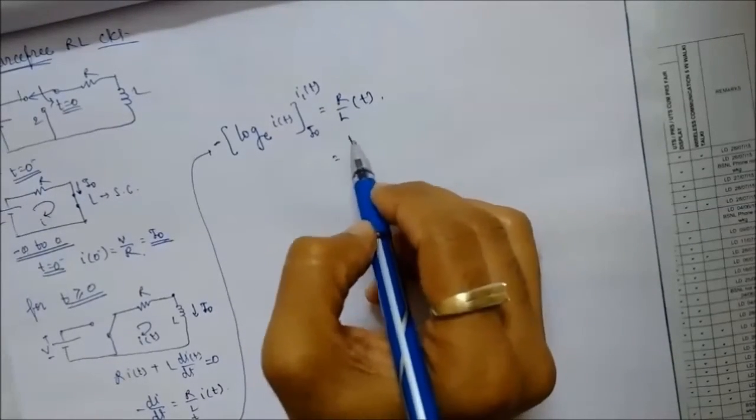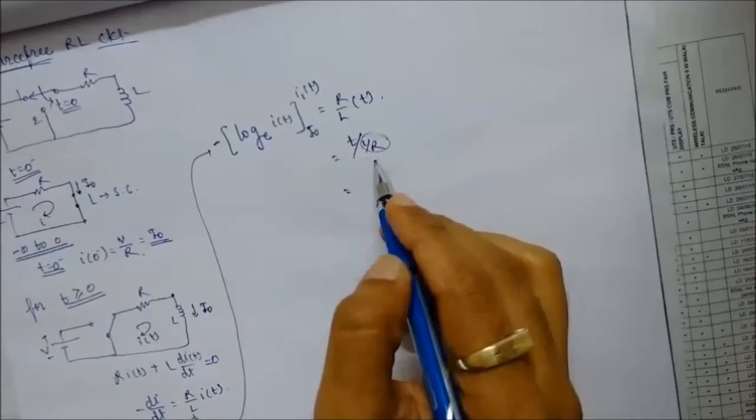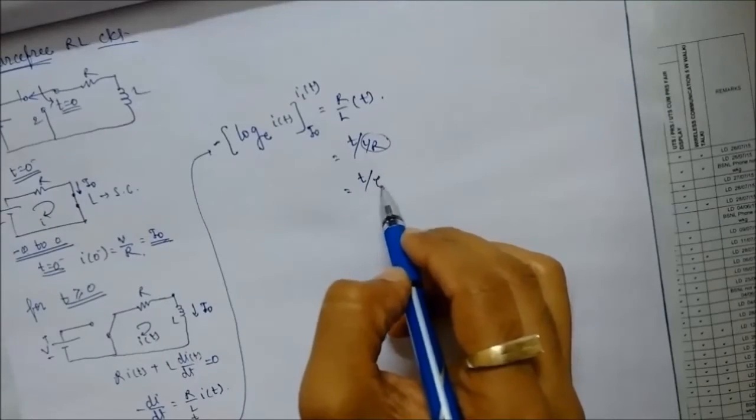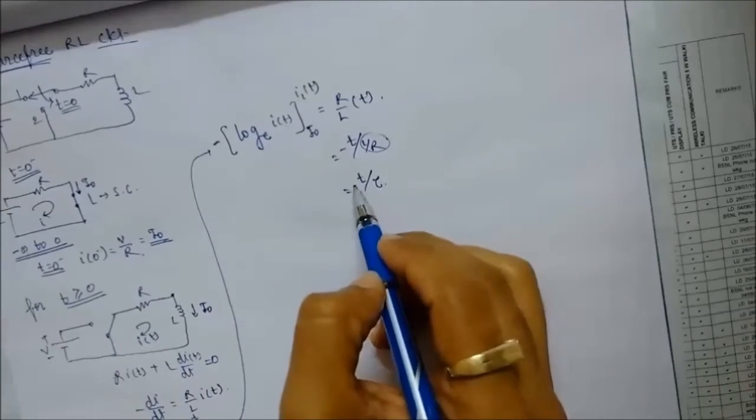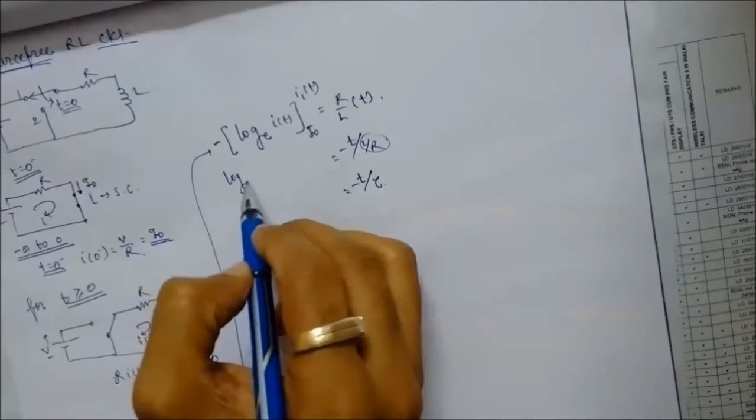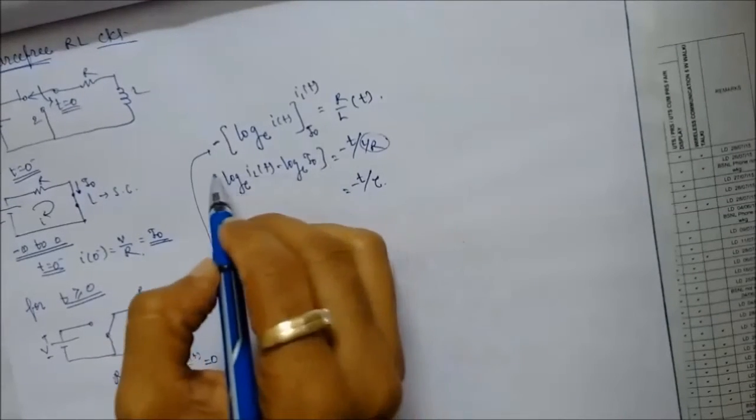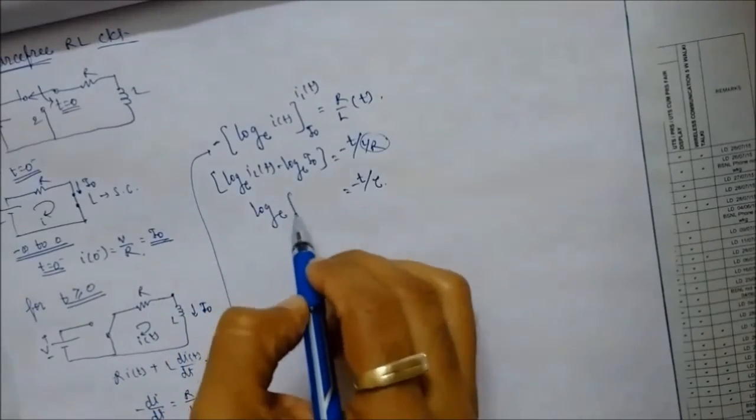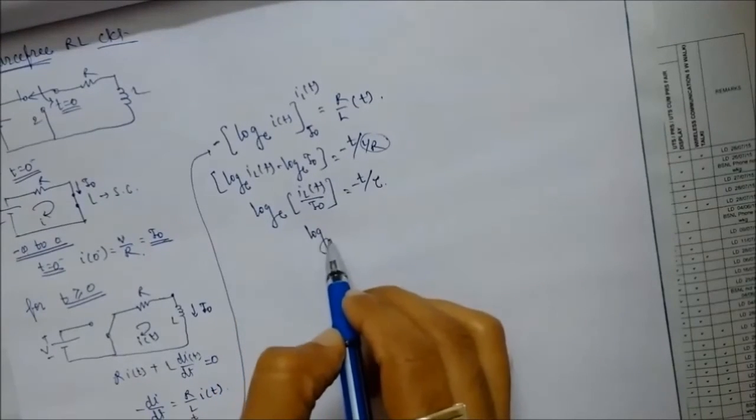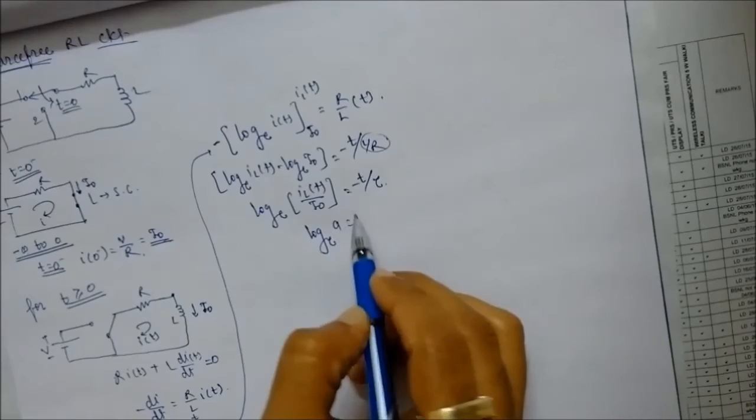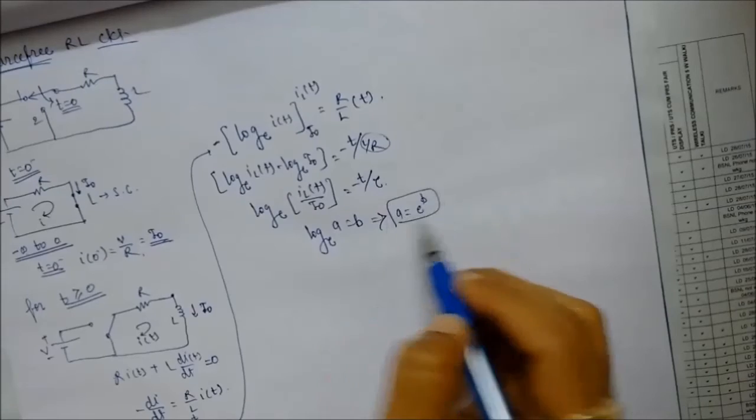The right hand side can also be written as t upon L by R, and we have already seen that L by R is nothing but the time constant of the RL circuit. So we are going to write t upon tau. For the left hand side, let's take the negative sign to the right hand side, so it will be log to the base e of iL(t) minus log to the base e of I0, that is equal to log to the base e of iL(t) upon I0. We have already seen that log to the base e of A is equal to B, so we can write this as A is equal to e to the power B.